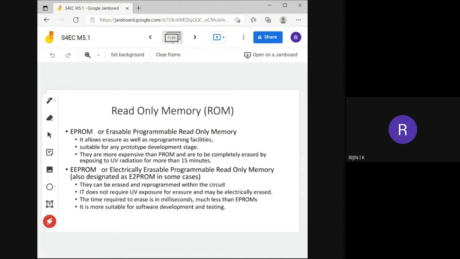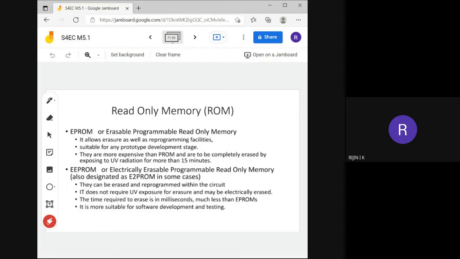But how are the contents erased? By exposing it to ultraviolet radiation for more than 50 minutes. Then we can erase the complete content, and then again we can reprogram. The next one is EEPROM. EEPROM means electrically erasable programmable read-only memory.